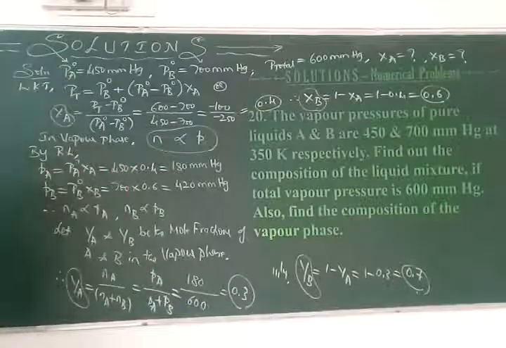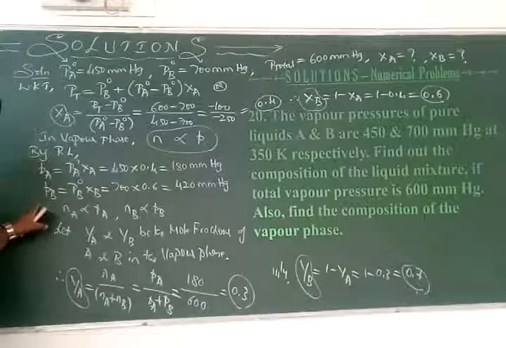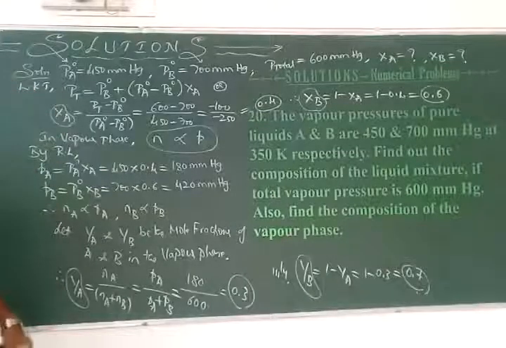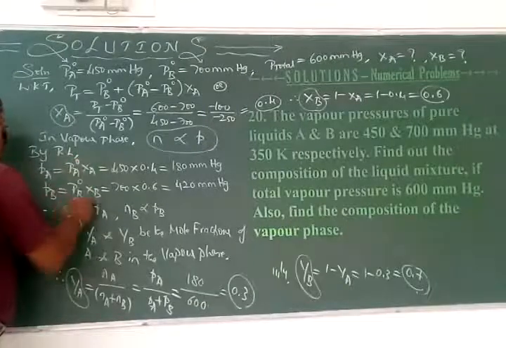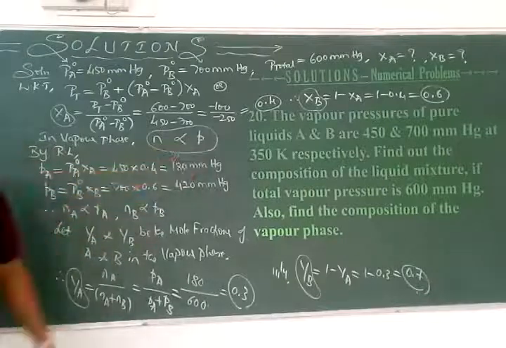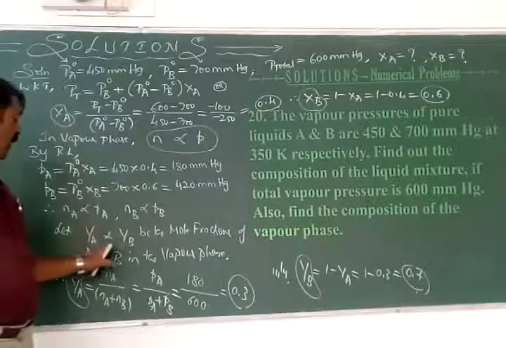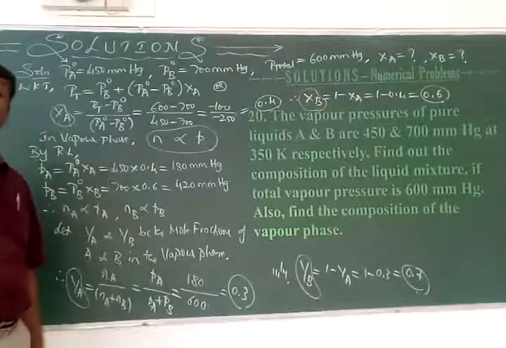Instead of calculating the value of Na and Nb, I have calculated the value of Pa and Pb. How are Pa and Pb calculated? By the application of Raoult's law. That is Pa is equal to Pa naught into Xa and Pb is equal to Pb naught into Xb. On simplification, I am getting the values as 180 and 420. Then apply the same. Let Ya and Yb be the mole fractions of the two liquids A and B in the vapor phase.